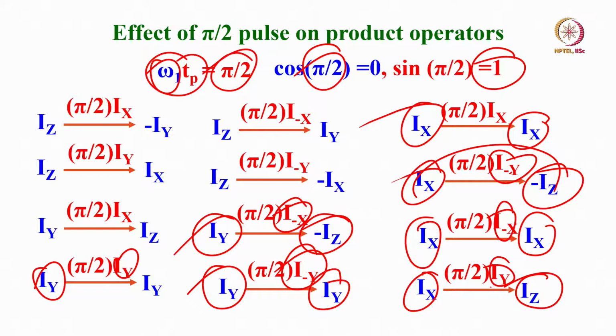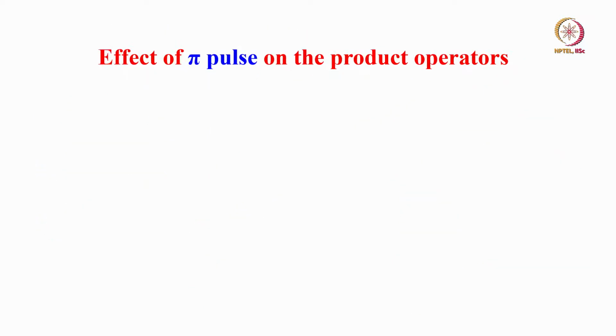These are all simple effects of the pi by 2 pulse on various product operators. If you remember the effect of pi by 2 on all the product operators, you can very easily understand any pulse sequence. You analyze these things using product operators in any pulse sequence and see how the magnetization is evolving at different time periods of the sequence.